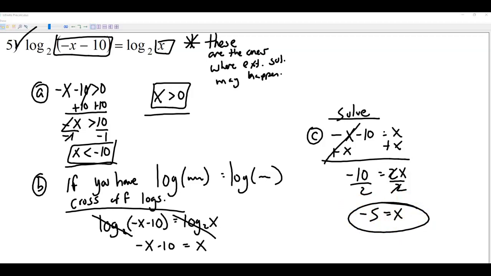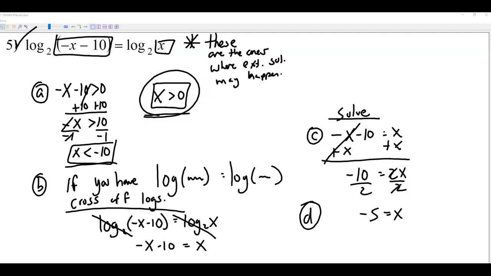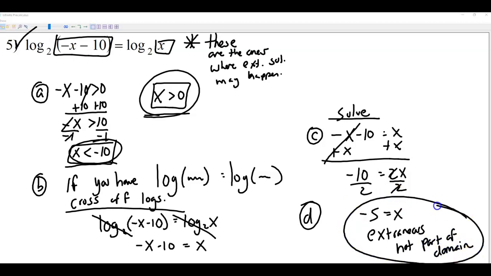I would go ahead and just add this x on both sides. I get x equals negative 5, but before I circle that, I better check to make sure it's okay. And this is where you guys should notice there's a problem. I get x equals negative 5. Well, is that greater than 0? Nope. Is it less than negative 10? Nope, it's not that either. So this is what we call an extraneous solution. It's not part of the domain.